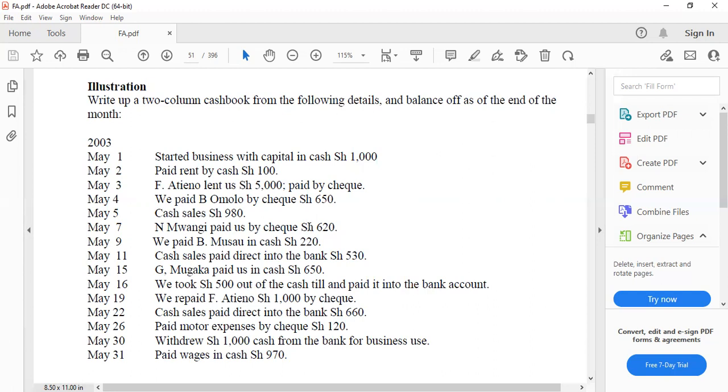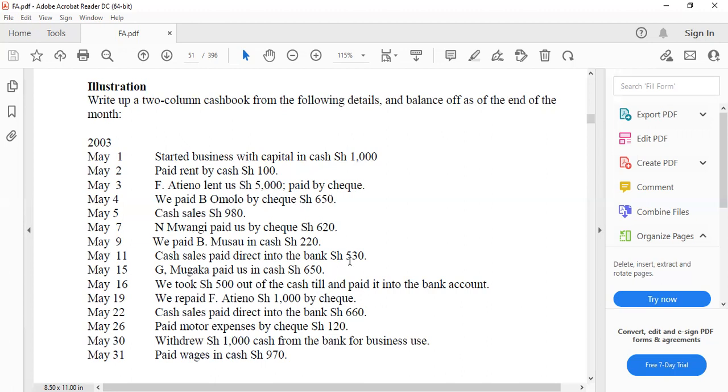And Mwangi paid us by check. This is cash book debit side, but go to the bank. We paid B Musau in cash 220. The payment is on the credit side, but the amount is 220 and it's cash. Cash sales paid direct into the bank. This is contra entry. It is a sales in cash and then you make payment direct to the bank.